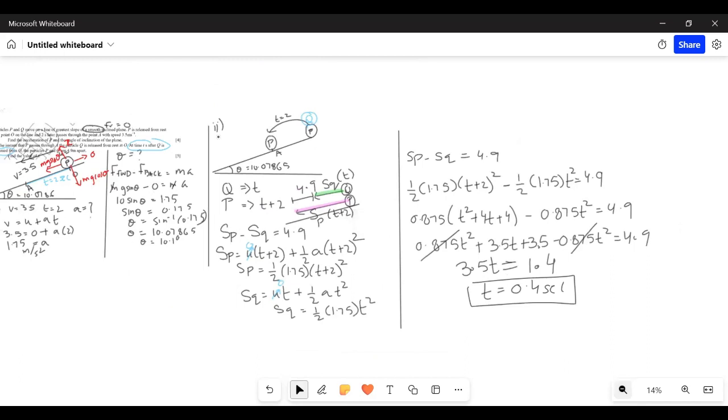So we had to use equations of motion to get the expression for the distance covered by P and the distance covered by Q, because we're given that the difference of their distances is 4.9. But for Q, the time was the regular time T, but for P, the time was 2 seconds ahead of Q's time. So for SP's expression, you had to use T plus 2 for the time and not just regular T.